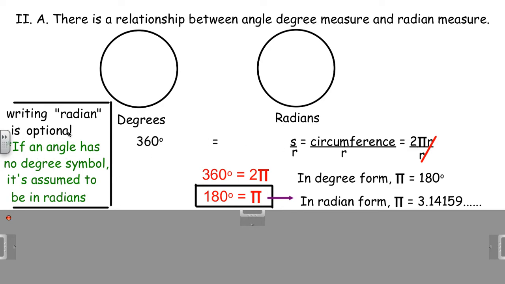And again, we said writing radian is optional. If an angle has no degree symbol, it's assumed to be in radians. So what's really important is the degree symbol that you have to add in, just like if something is negative, you have to add that in. But the degree symbol matters, the word radian, not so much.